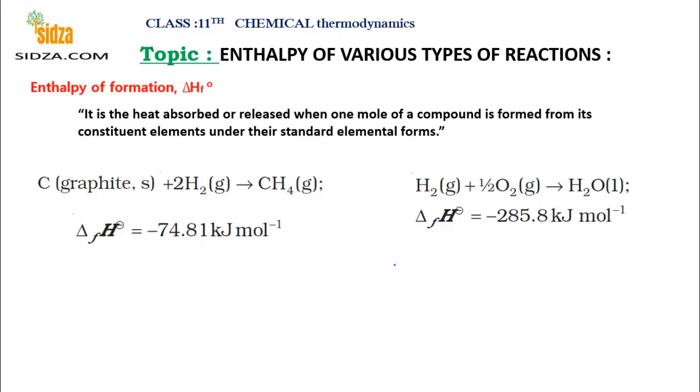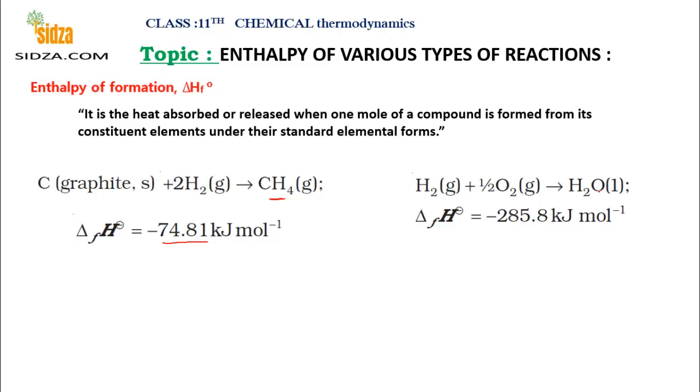Now what's enthalpy of formation? Enthalpy of formation means the energy change which occurs when 1 mole of a compound is formed from its constituent elements under their standard conditions. Suppose here we have methane. The enthalpy of formation of methane means how much energy change occurs when 1 mole of methane is formed from carbon and hydrogen. Here we find that the enthalpy of formation is negative 74.81 kilojoules. That means this is the amount of energy that has been released when 1 mole of methane is formed from its constituent elements, carbon and hydrogen.